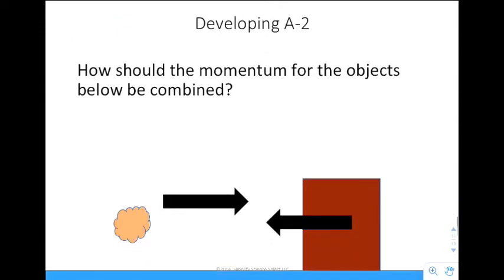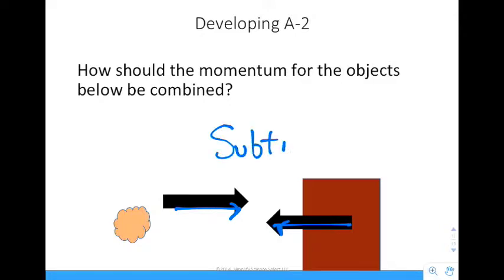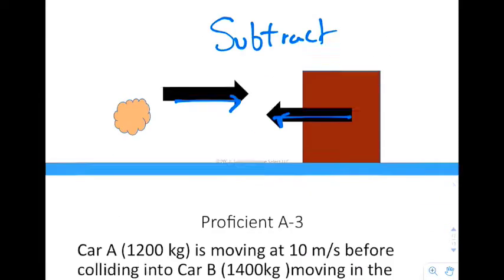Okay, next it says, how should the momentums of the objects below be combined? Well, if you look, the clay is moving to the right, the box is moving to the left, and as a result of that, you have to subtract these two because they are moving in opposite directions.